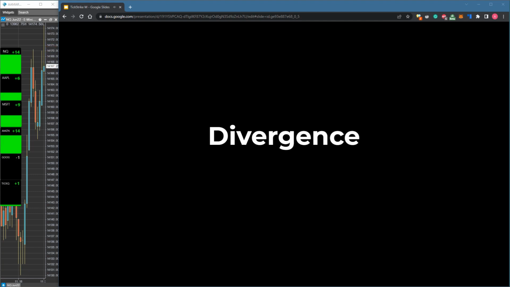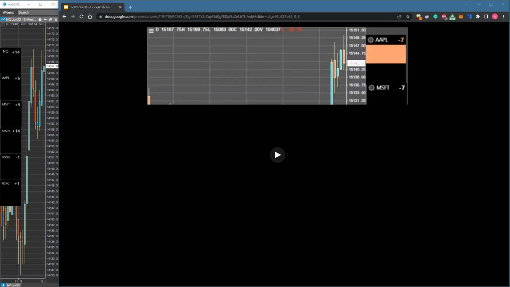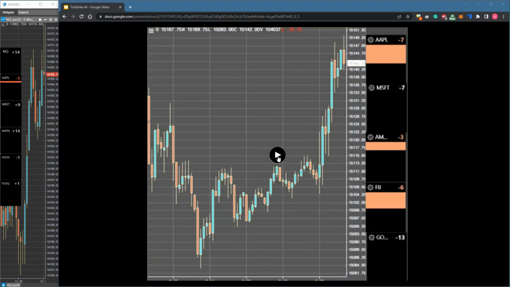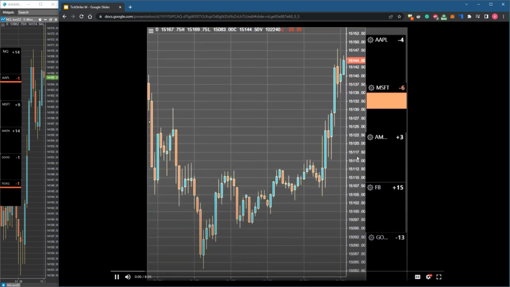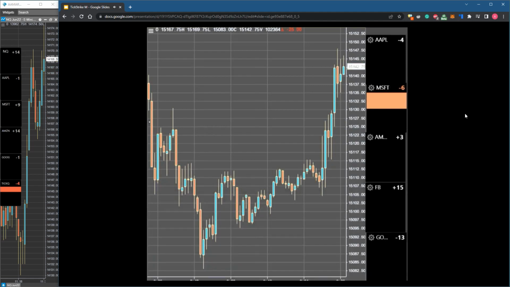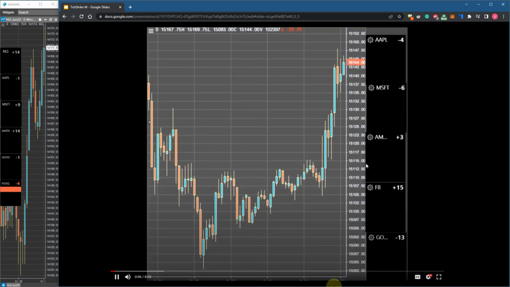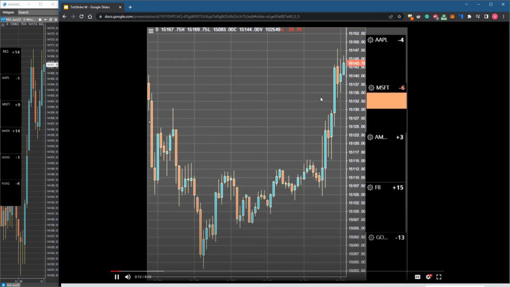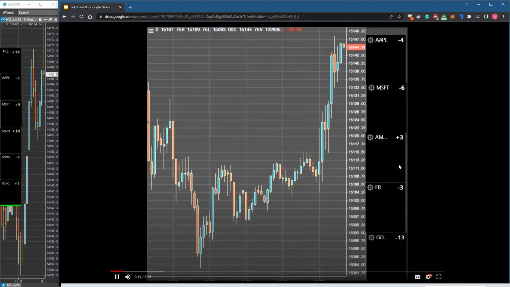The data's included. So another interesting way to use TickStrike, which is pretty cool, is divergence. If we look at right now, we've got this chart showing the NQ, and we're seeing it move higher. But Microsoft is showing red. Facebook is showing red, which is kind of curious. So let's just play it out.